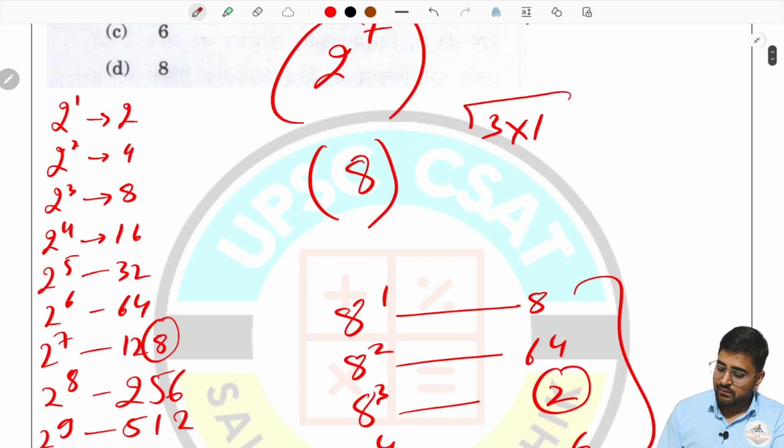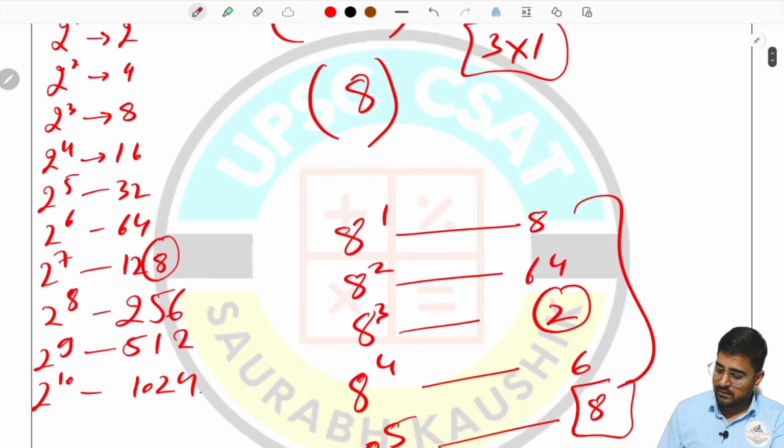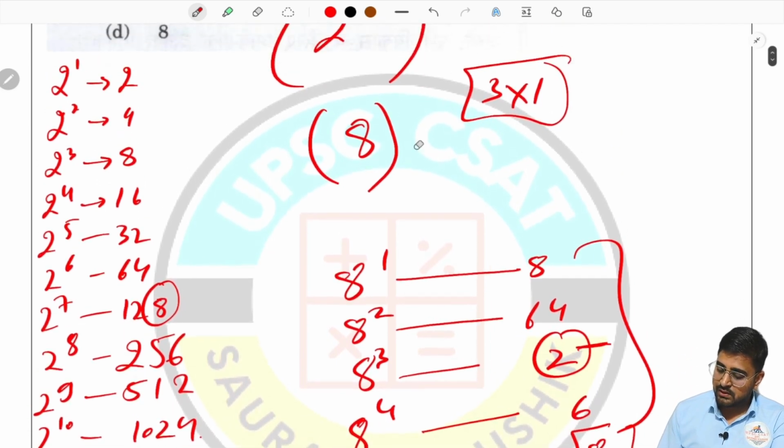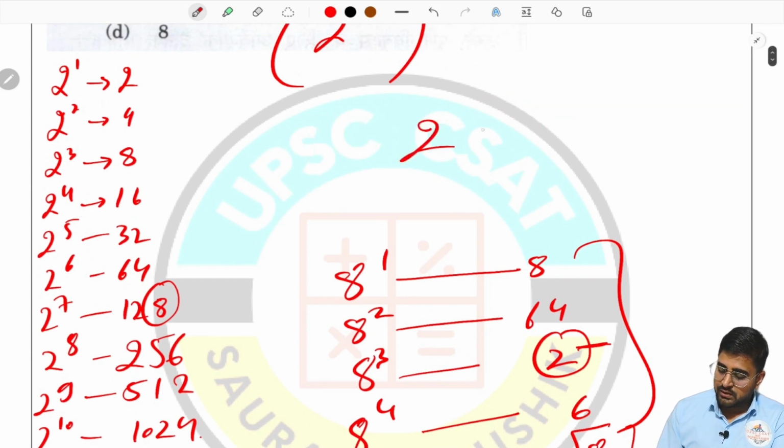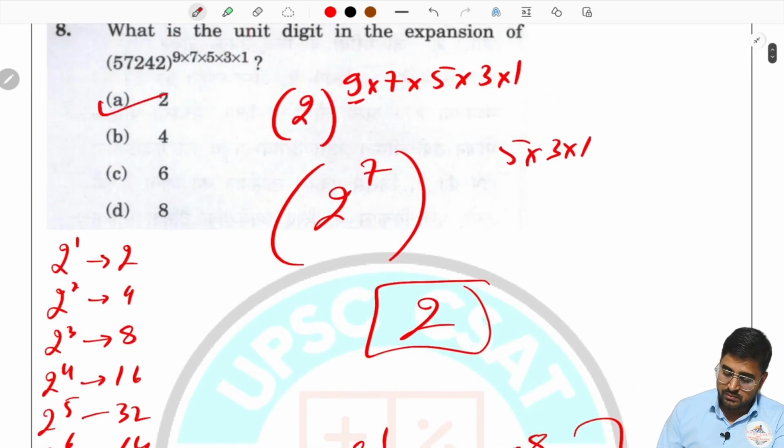Okay. Now what do we have? 3 and 2. 3 and 1. What is 3? It's 2 only. So the answer is 2. Option A is the correct one.